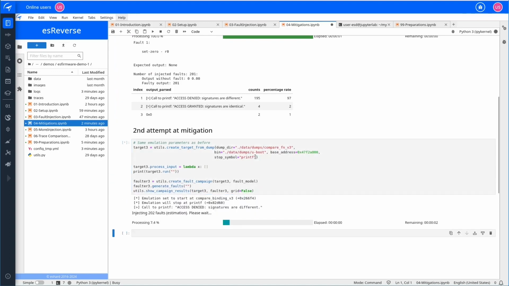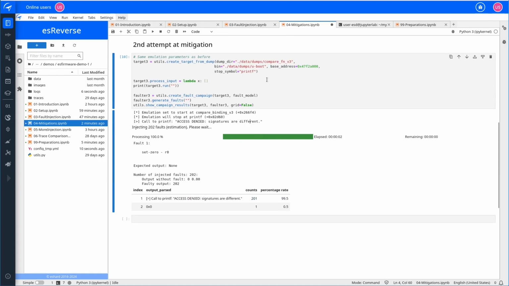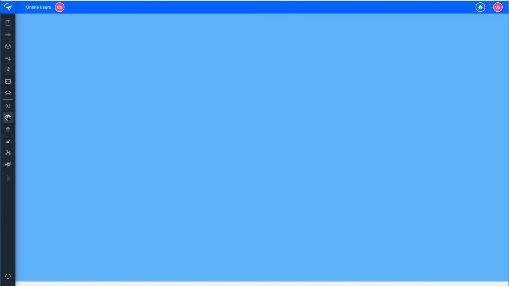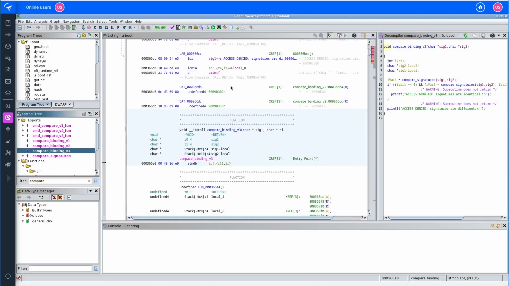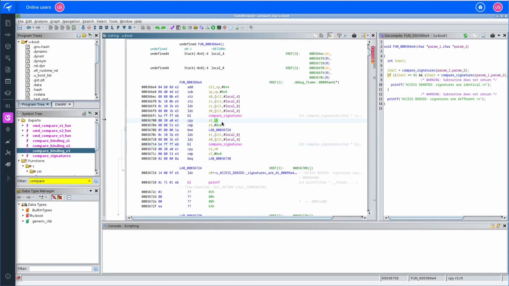So we run again our same campaign, but this time on compare binding v3, and we successfully manage to not get access granted, to keep the access denied, because the 2 arrays are different, and no injection against R0 is enough to disturb that function and circumvent that security measure. So that is something that we can verify for real here. And if we look again at Ghidra and at the assembly version, we see that we managed to get those 2 calls. And so even if one of the R0 is changed, the second one won't be. So we successfully take the access denied path.